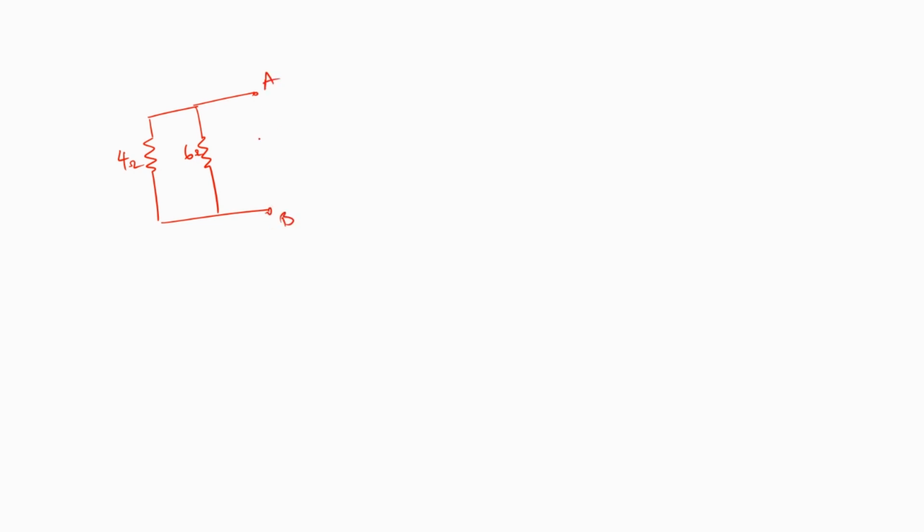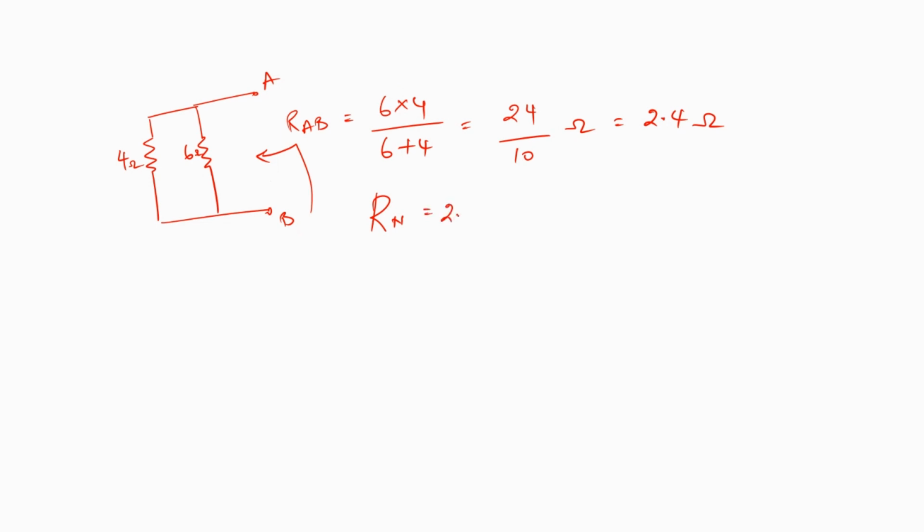This was shorted. Now I remove the short circuit and then I have to compute RAB looking in from terminal AB. So then RAB becomes what? 6 and 4 are in parallel with each other. So RAB is nothing but 6 into 4 by 6 plus 4, which results in the value of 24 by 10 ohms, which is 2.4 ohms. So now we have obtained the value of Rn as 2.4 ohms and In as 4.5 amps.